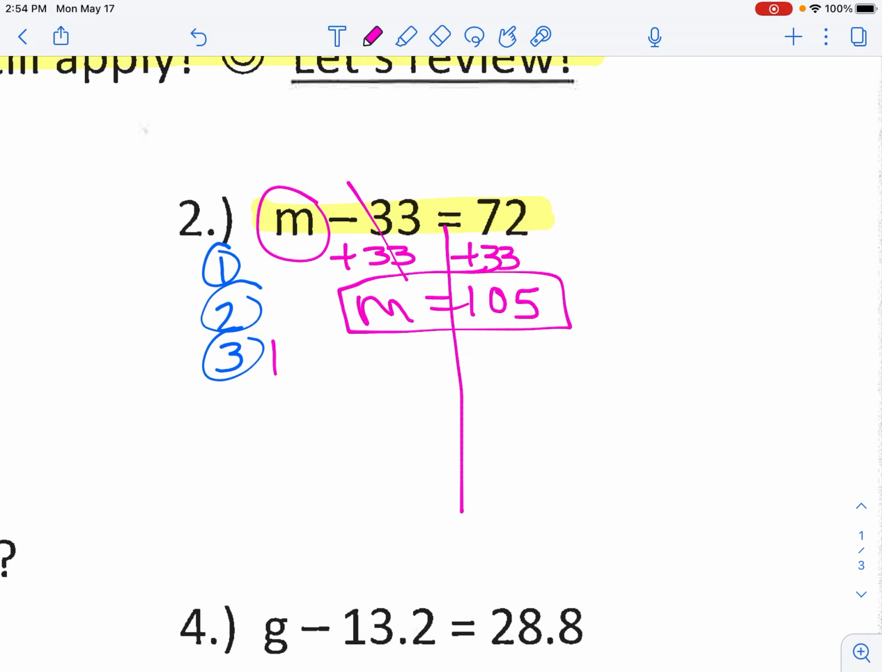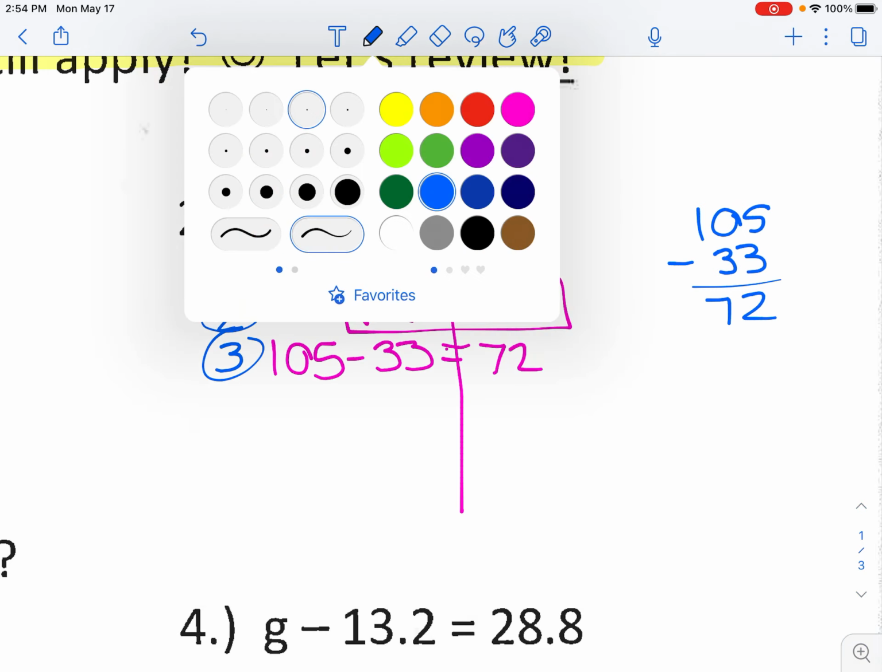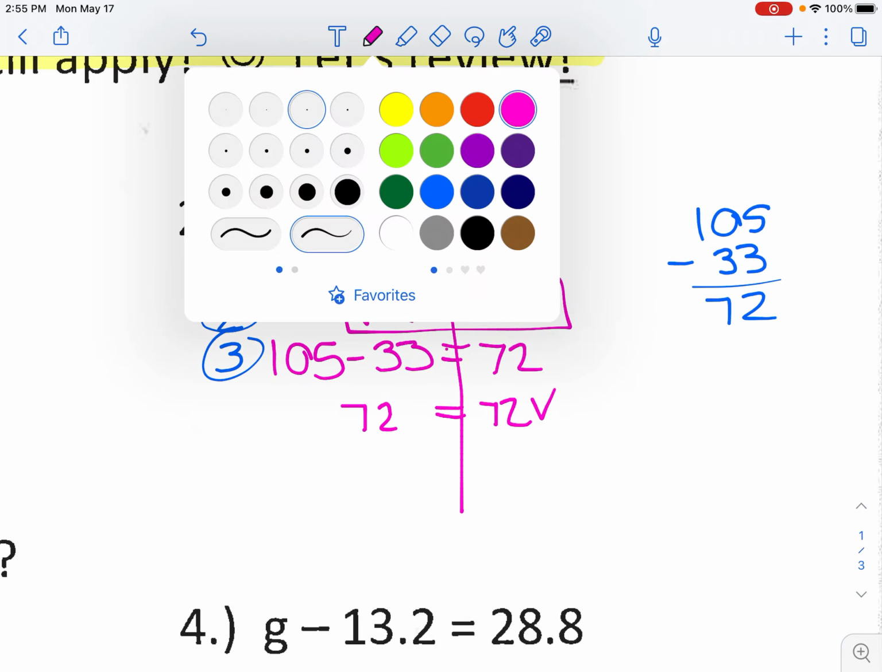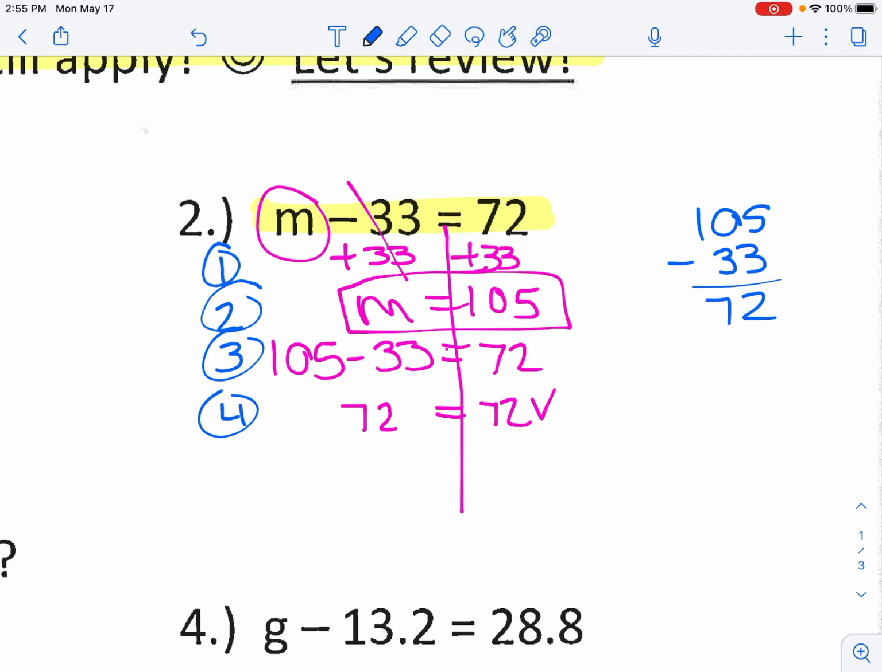So if I think that m equals 105, is 105 minus 33 equal to 72? Now remember, yesterday I said if you have a 3-digit number, a fraction, or a decimal, you have to show your work out to the side. So I'm going to slide over here and show my math for 105 minus 33, and that equals 72. So now I can say 72 equals 72, check. And always count and make sure you have your 4 lines.